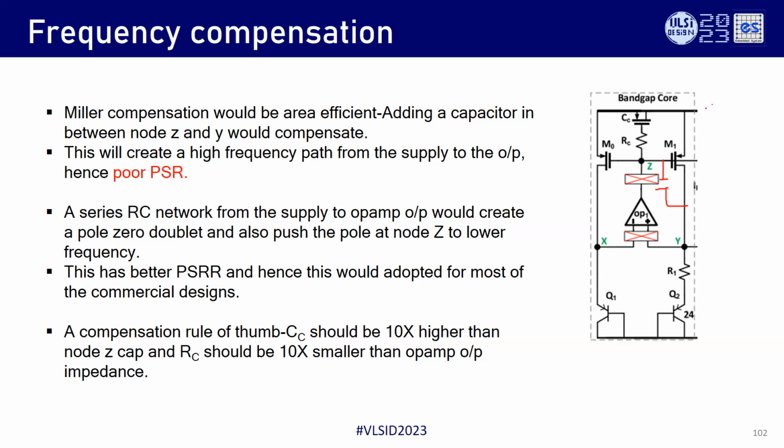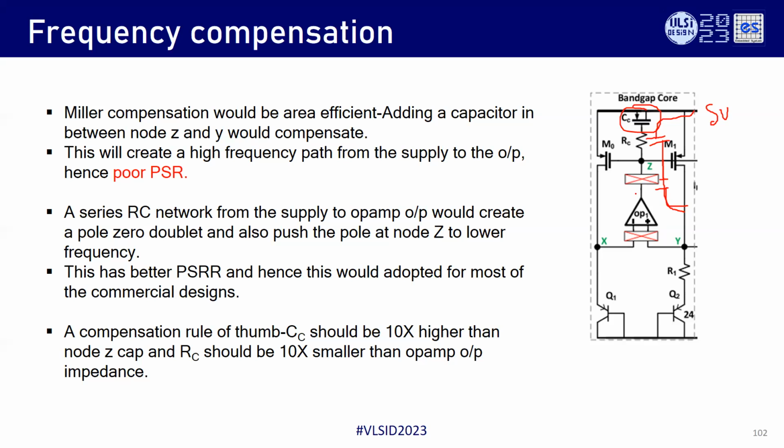Any supply noise you put in here will come through the VGS of M1 and enter into the output. The Miller provides a high-frequency path into the output, so generally most people don't use Miller. What can we use? They simply use a lead-lag compensation, an RC network here, which is a capacitor and a resistor, and mostly this is done with a MOS.